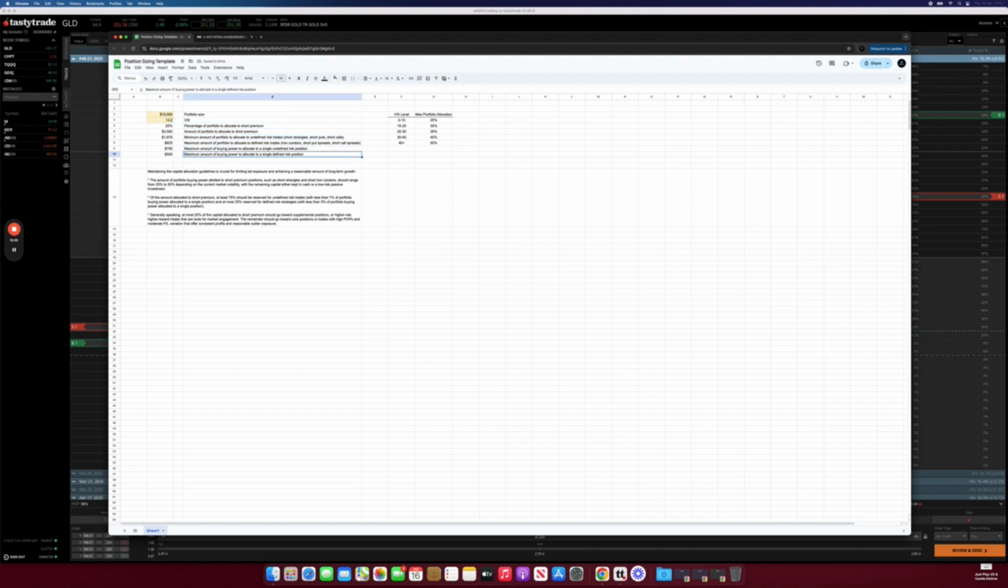It will tell you the maximum amount of buying power to allocate to any single defined risk position, undefined risk position, how much of your portfolio you should be allocating to short premium strategies in general. It will tell you the minimum amount of your portfolio to allocate to undefined risk trades, the maximum amount of your portfolio to allocate to defined risk trades, and everything you need is here. As long as you follow this, over the long run, you'll be absolutely fine.